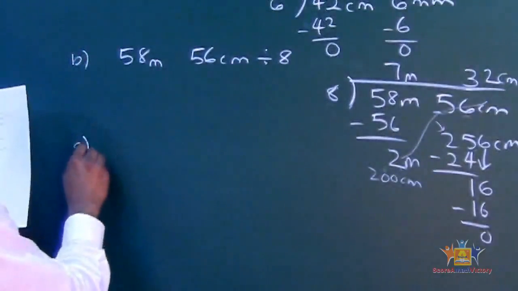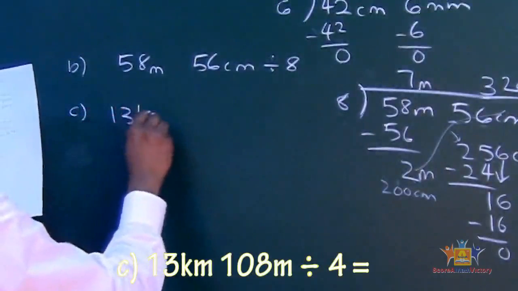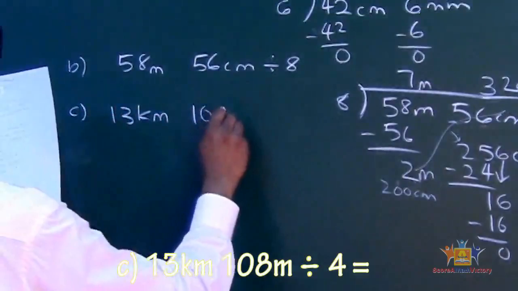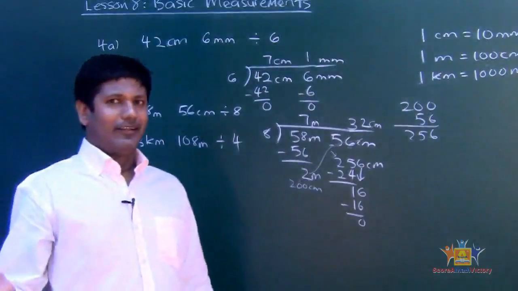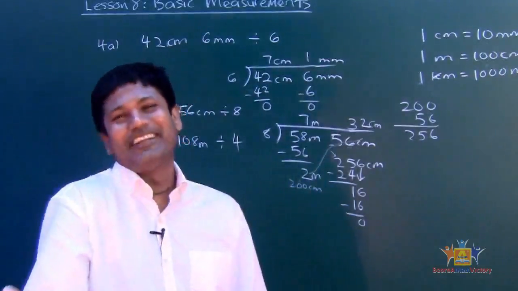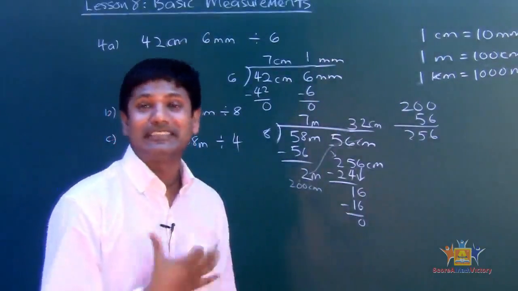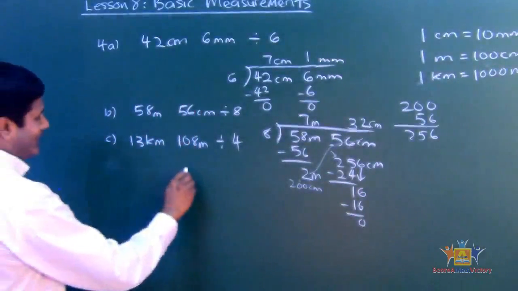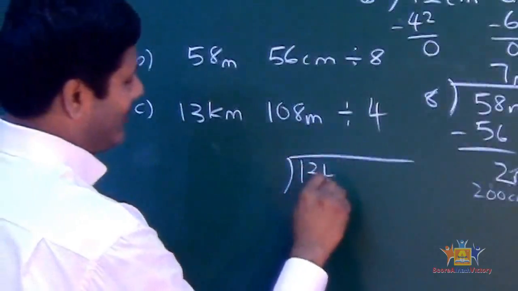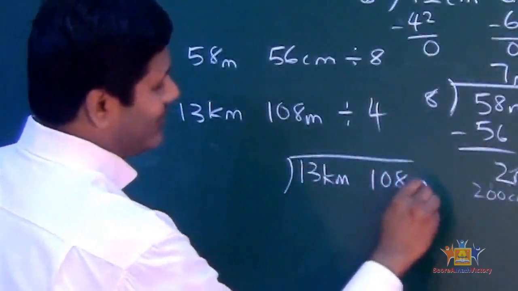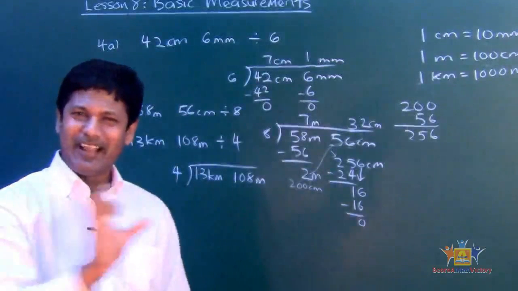Now C, you're given, okay, let's put it up here. C, you're given 13 kilometers 108 meters divided by 4. Okay? Exactly, long division method. So we're going to use the cage approach to help us set up the long division. So we're going to put the cage. This one goes inside, so we're going to put 13 kilometers and 108 meters, and the 4 I'm going to put outside. Very good. See that? Doesn't that cage approach help?